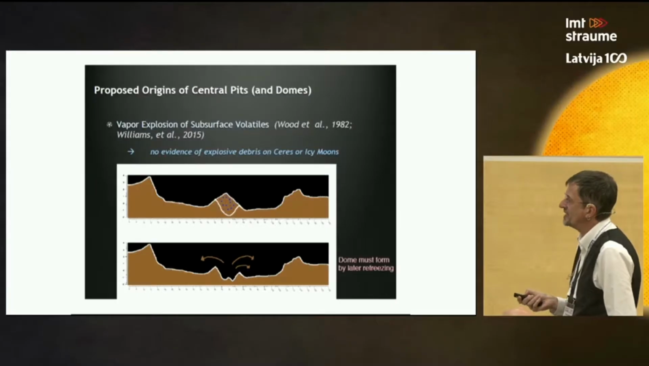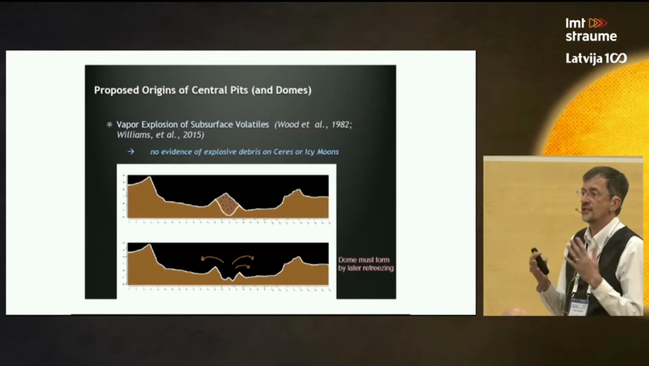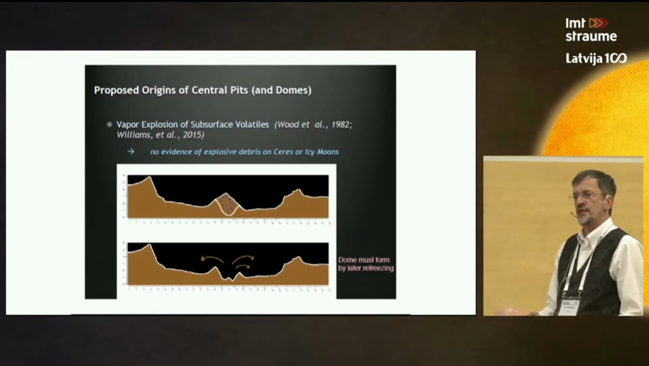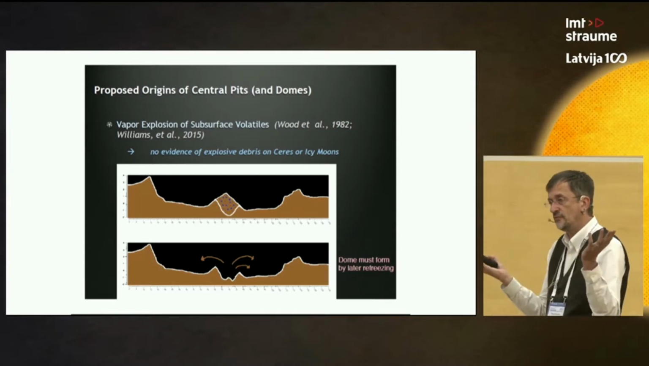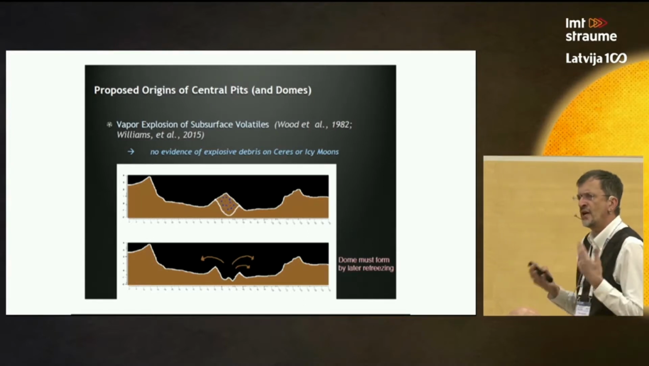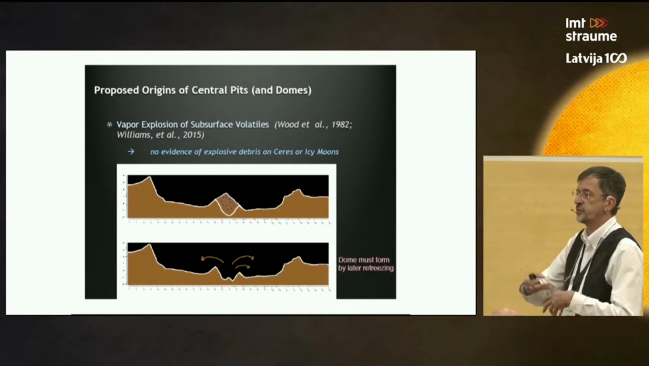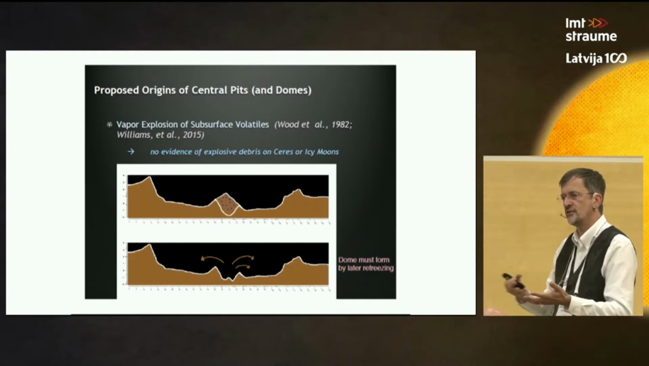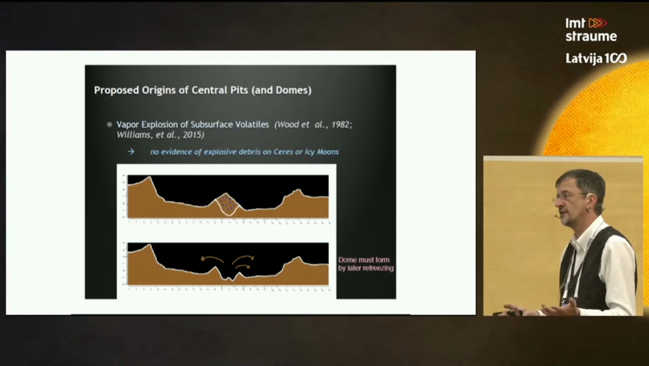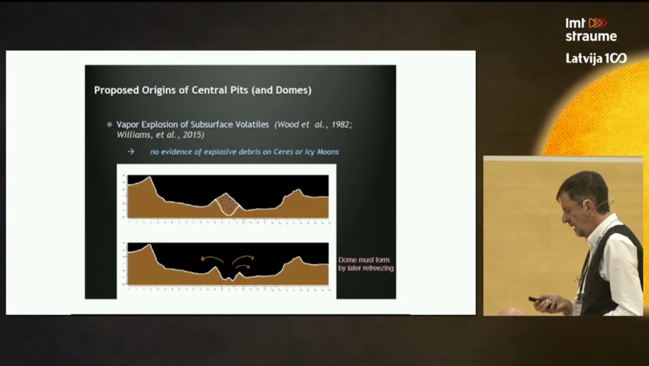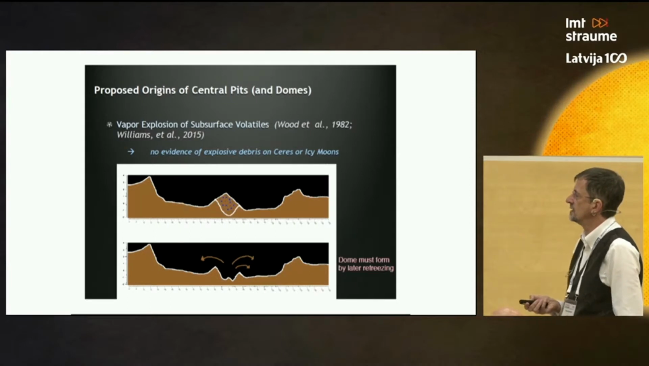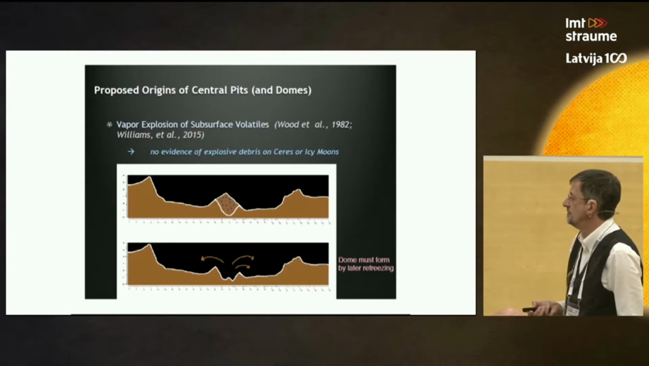Because there are some of the models that we can eliminate, I think, fairly safely. One is the idea that the surface underneath the central complex was vapor-rich, volatile-rich, and it basically exploded when the pressure was released. This might work on Mars. There's some evidence that might work on Mars, but you don't see any evidence of explosive debris surrounding the pit. There's no evidence that an explosion actually occurred at that time. So I think this one can be fairly safely put in the dustbin.